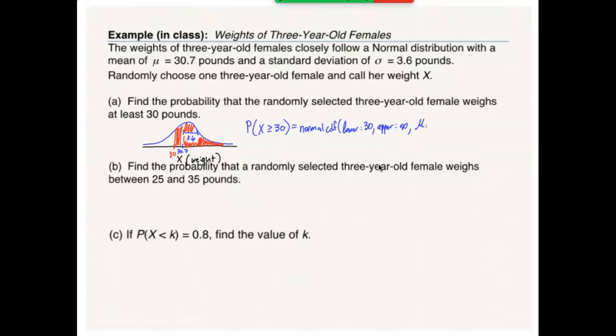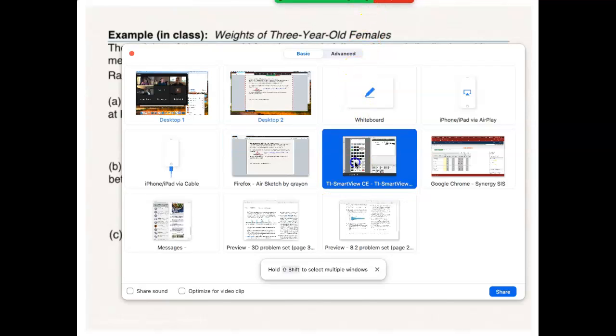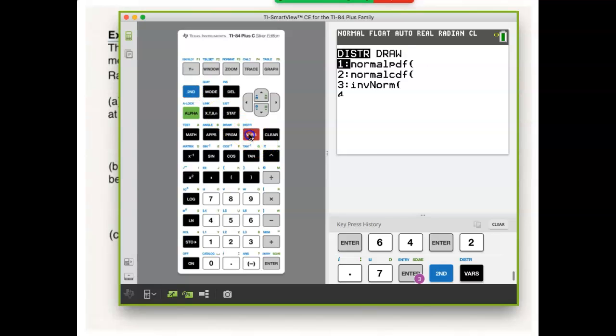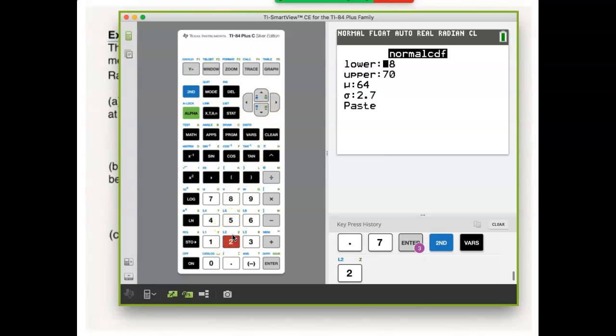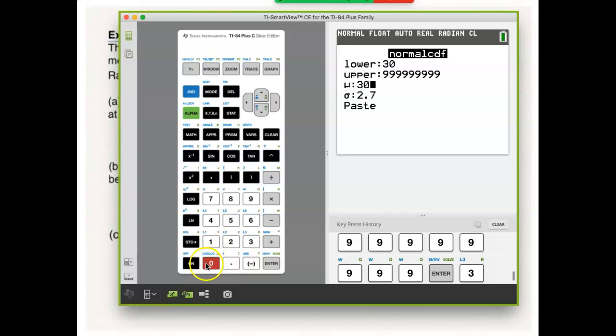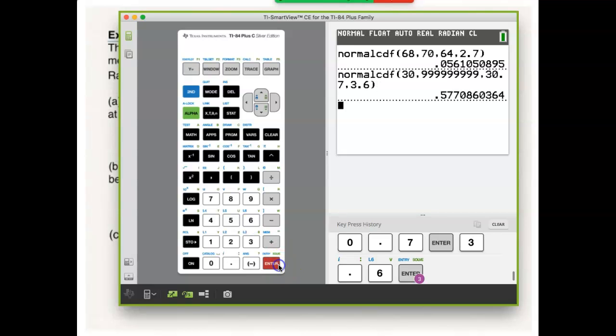The mean, 30.7, and the standard deviation of 3.6. So the lower bound is 30, upper bound is nines, the mean is 30.7, and the standard deviation is 3.6. All right, so we get about 0.577 or 57.7%.